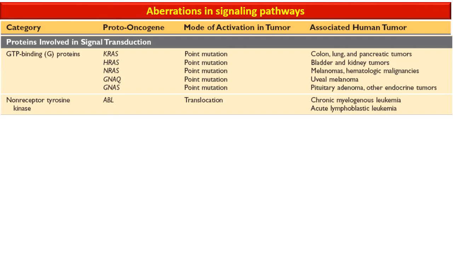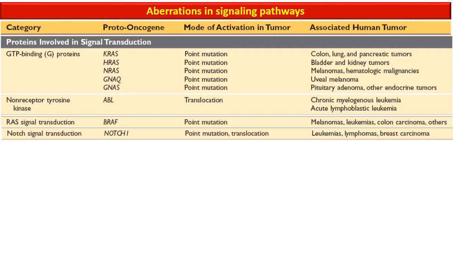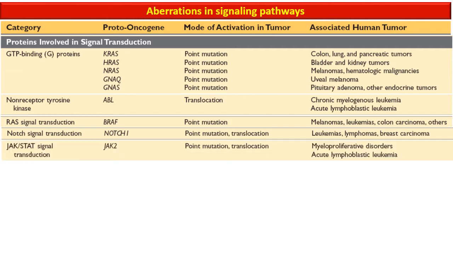The non-receptor tyrosine kinase proto-oncogene ABL shows translocation in chronic myelogenous leukemia and acute lymphoblastic leukemia. The RAS signal transduction such as BRAF shows point mutation and is associated with melanomas, leukemias, colonic carcinoma and others. Notch signal transduction, Notch 1 shows point mutation and translocation and is associated with leukemia, lymphoma and breast carcinoma.